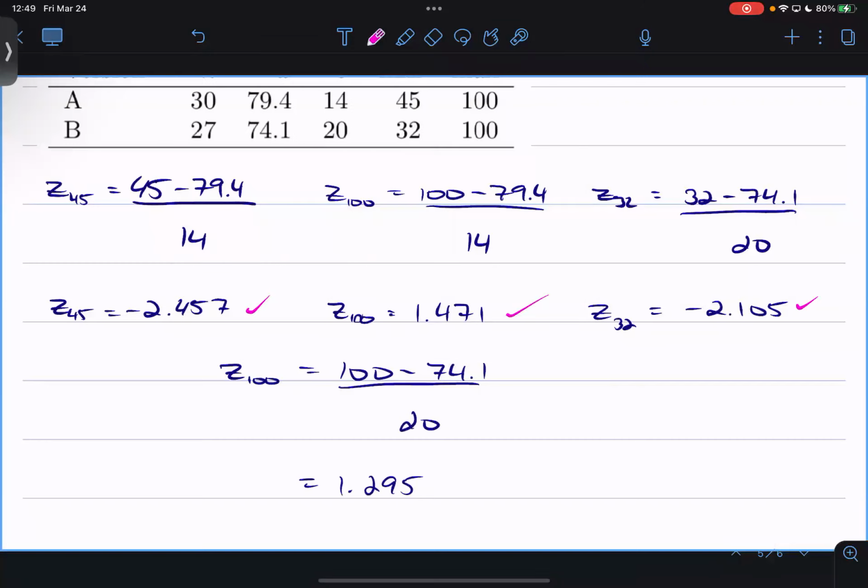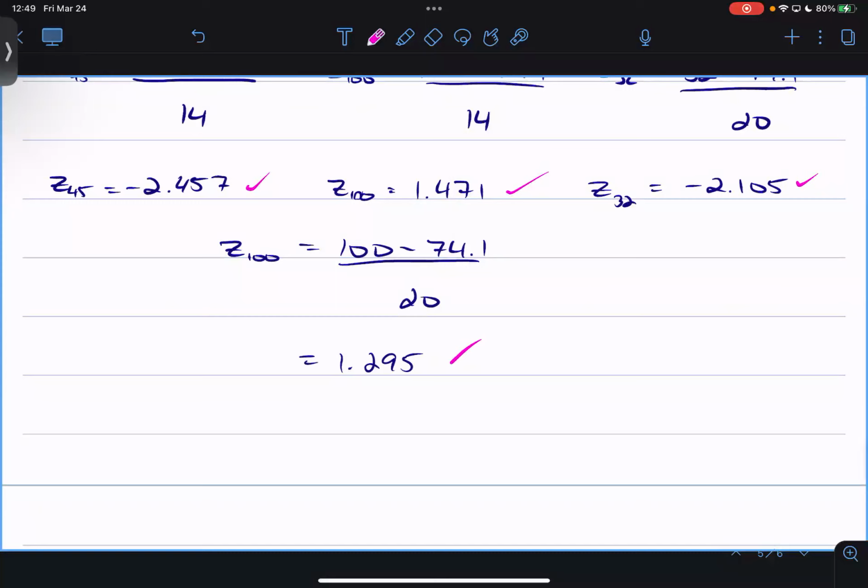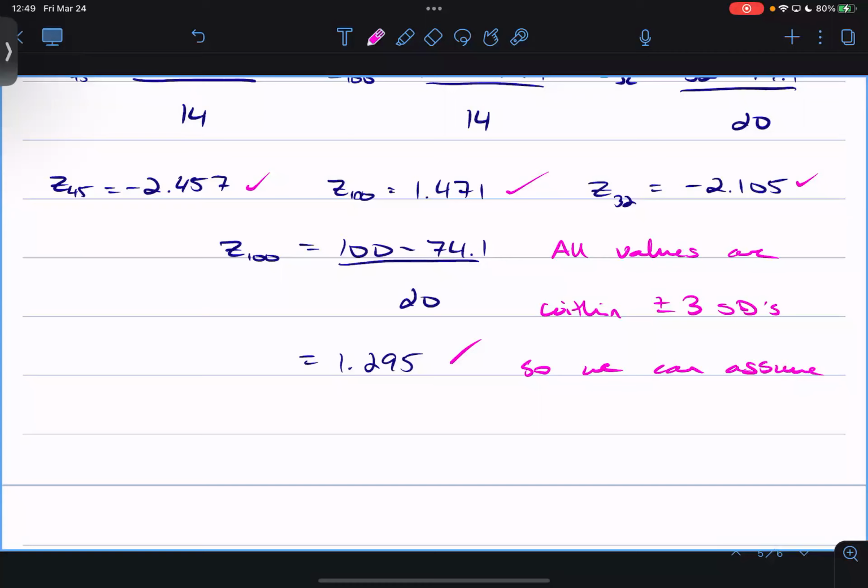Ding, ding, ding, ding. All values are within plus or minus 3 standard deviations. So we can assume no outliers. So much work. I think it warrants an exclamation mark.